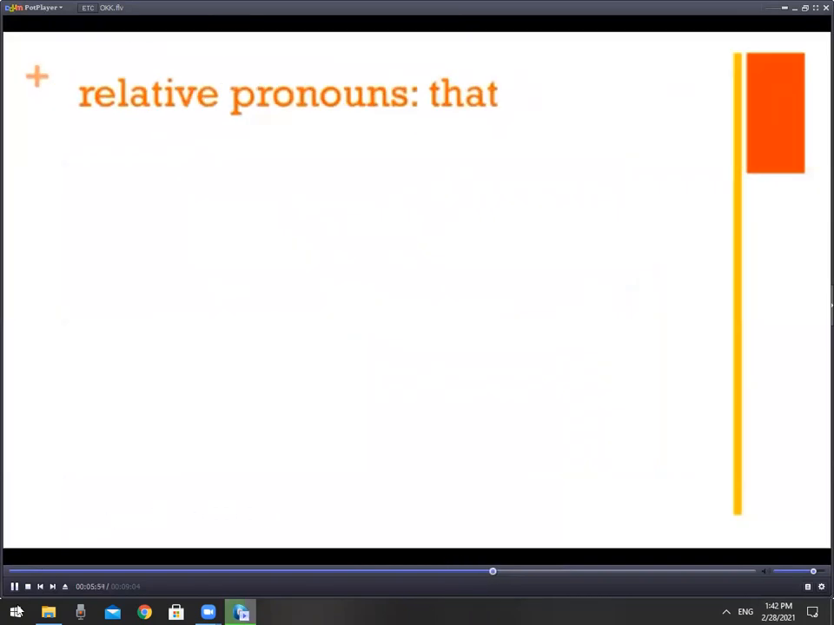Okay, let's continue and have a look at that. As I told you at the beginning of the session, you can use that instead of who, but we prefer to use who with people. The same with which, we can use that instead of which. That's all. Let's try some exercises before going to the next part of the session.